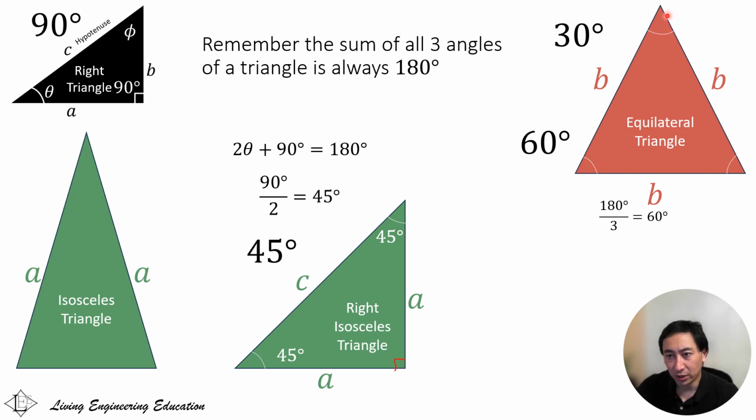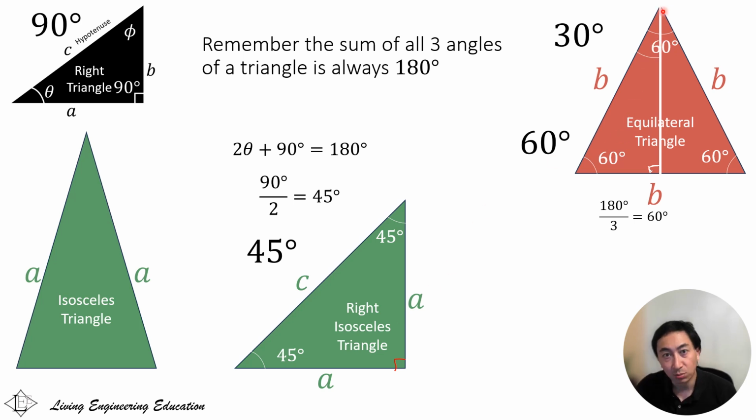If I draw a vertical line to split this, so that now I have a right triangle or right angle right there. So now I have two right triangles.